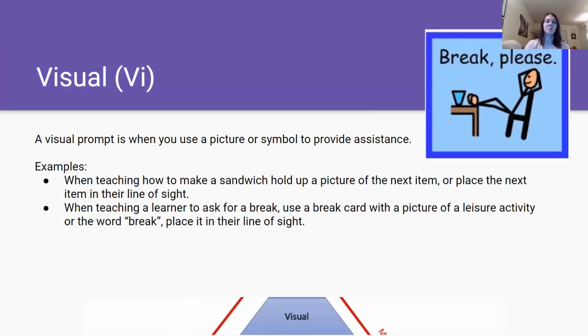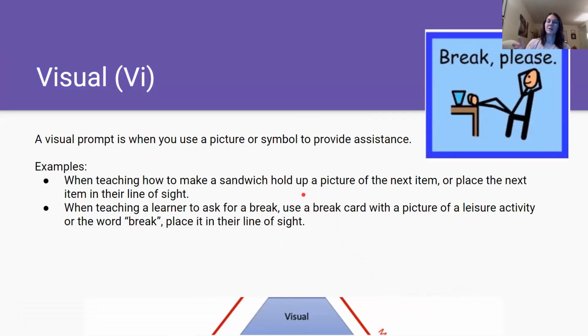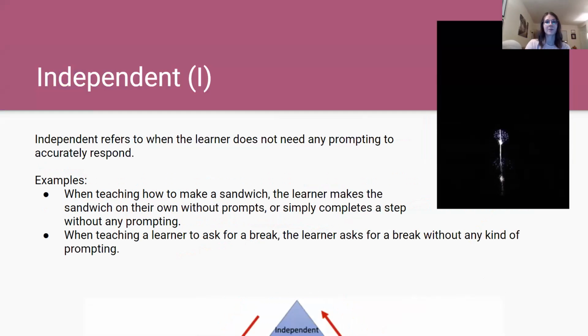Visual prompts is providing a picture or a symbol that provides that assistance. So with our sandwich, you can either put the item, the next item, in their line of sight, or you can hold up a picture of the ingredient or a knife or whatever. With our break example, you can hold up this picture, or kind of, I would say this is more of a gestural if you're modeling to ask for a break with sign language.